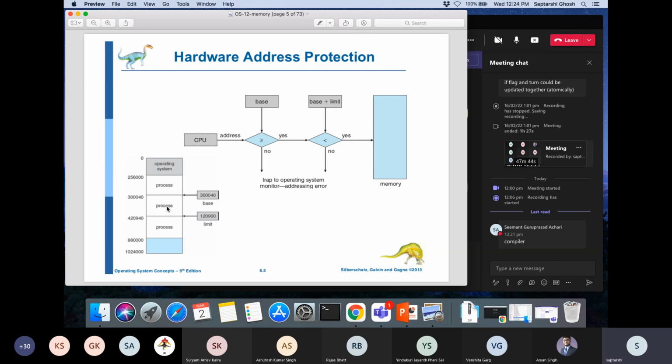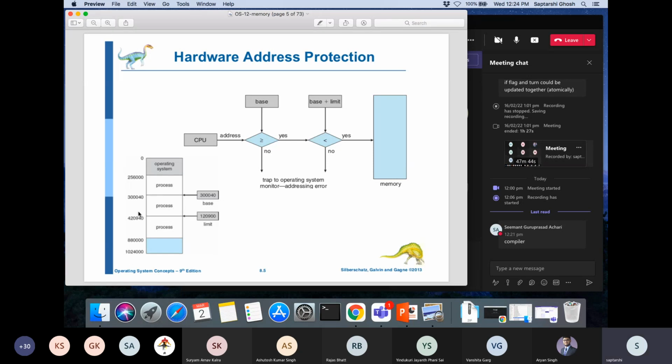But this is assuming that the memory starts from 0. So this logical address 5, to which should it be mapped? To what physical address should that be mapped? Yes, any answers? Okay, in the interest of time, let me move on.